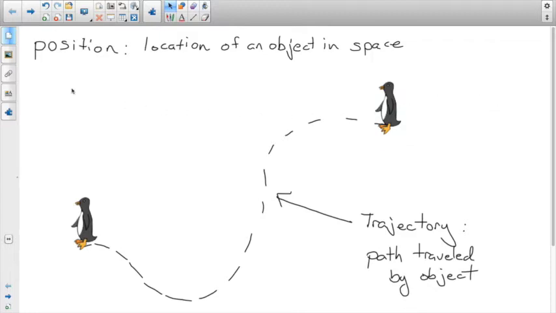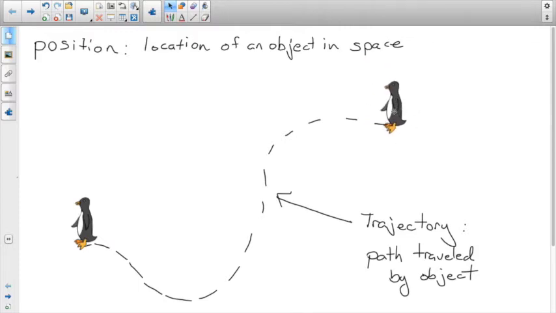And one is the idea of position, which I've put over here. And when we say position, we're going to talk about it as the location of an object in space. So space could be this two-dimensional thing that we have on the screen right here. And Penelope the Penguin could be anywhere along this two-dimensional screen, but it's only at certain locations.